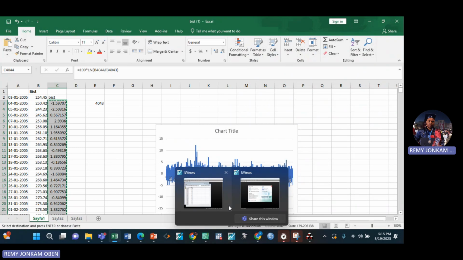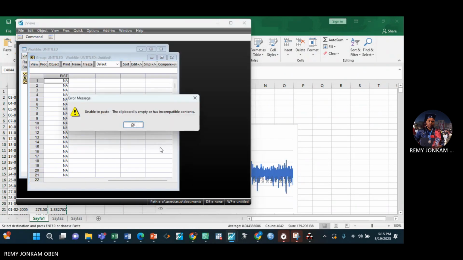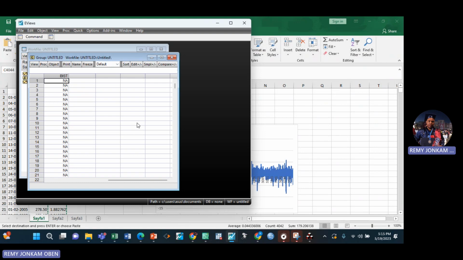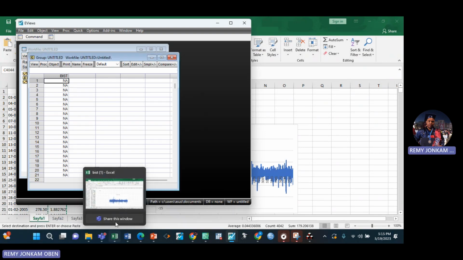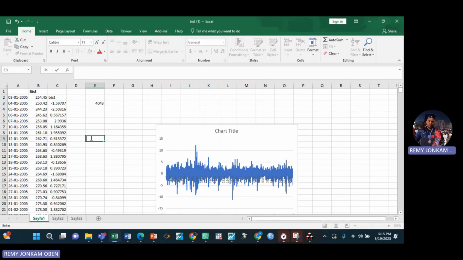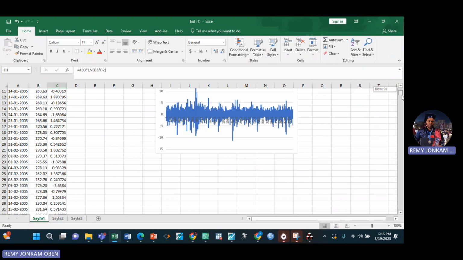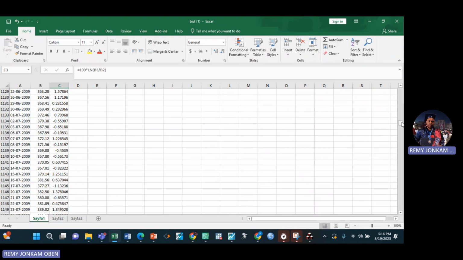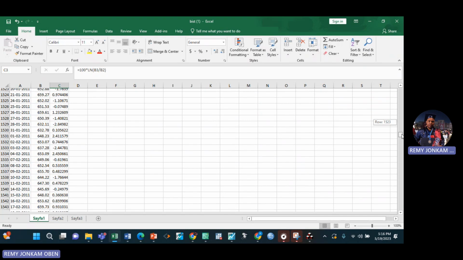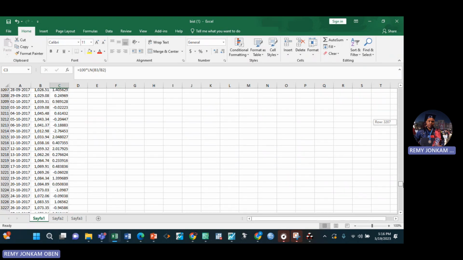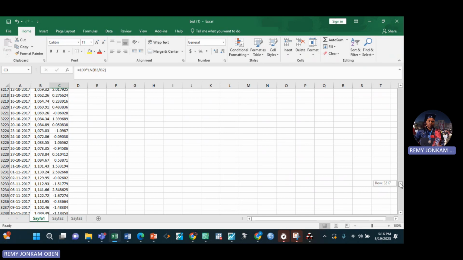I'll paste. Why is it not pasting? Oh my God, I don't know what's happening. I'll copy the data again. My laptop is really misbehaving. I don't know what's happening to it.